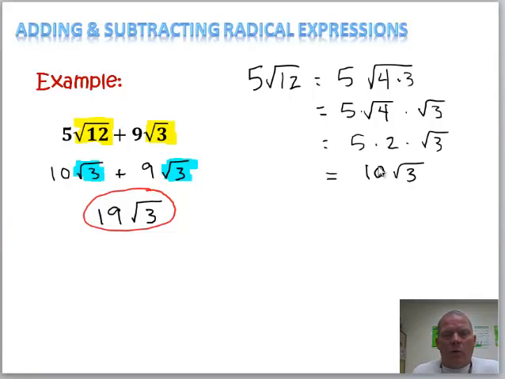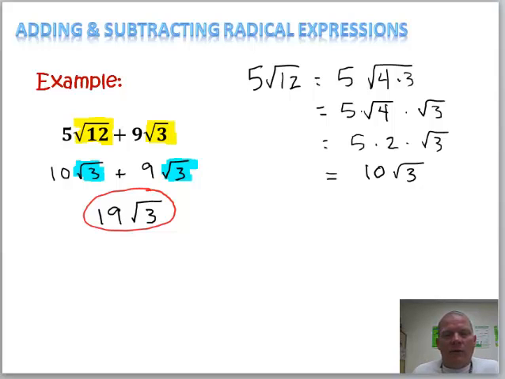Okay, so here's how I worked it out. We saw that 5 times the square root of 12 simplifies down to 10 times the square root of 3. When I substituted that in for 5 times the square root of 12 and added it to 9 times the square root of 3, you got 19 times the square root of 3.